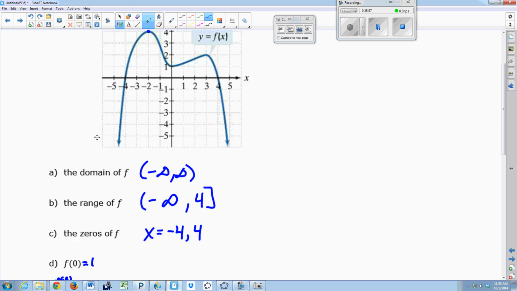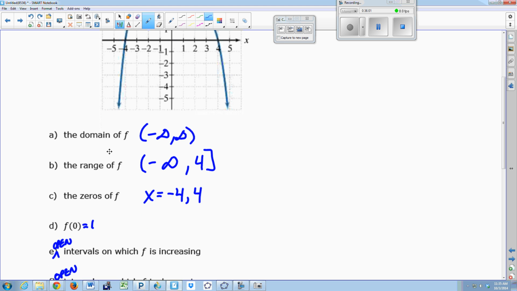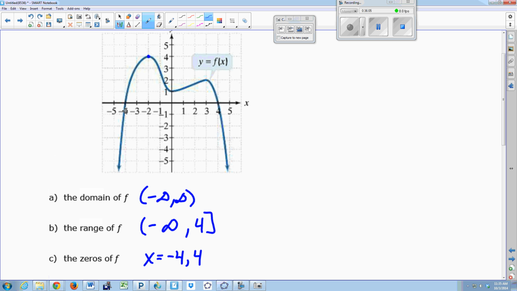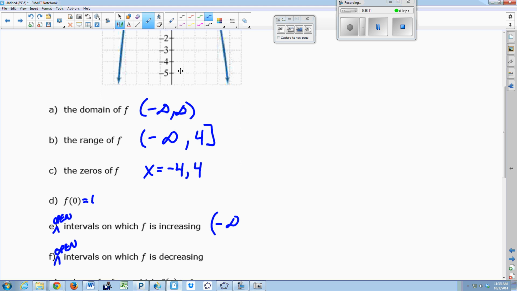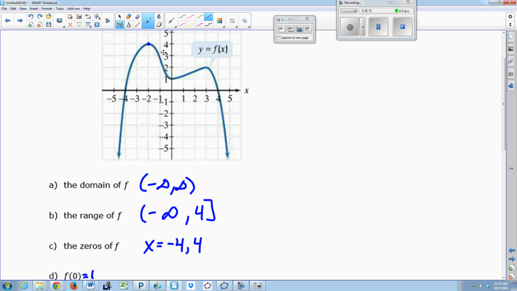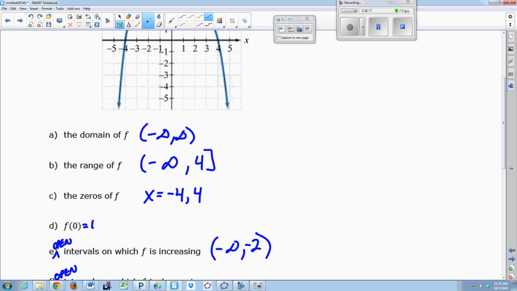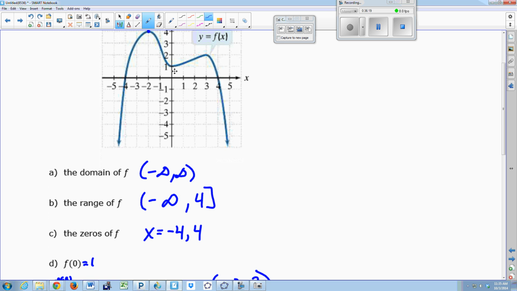So you say, oh, as I move from left, and where's my left here? My left is -infinity. As I move left to right, my function's increasing, increasing, increasing until I get to -2, and then I start to decrease. So -infinity to -2, open interval. Then at -2 to 0, I'm decreasing as I move left to right.